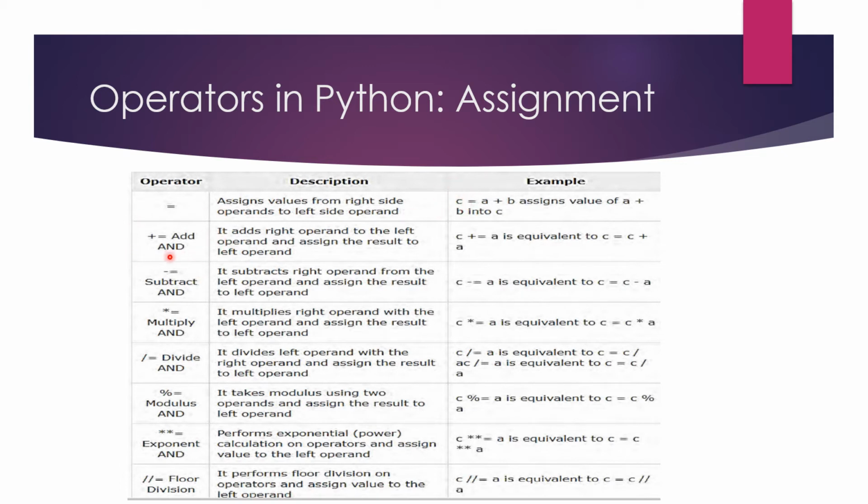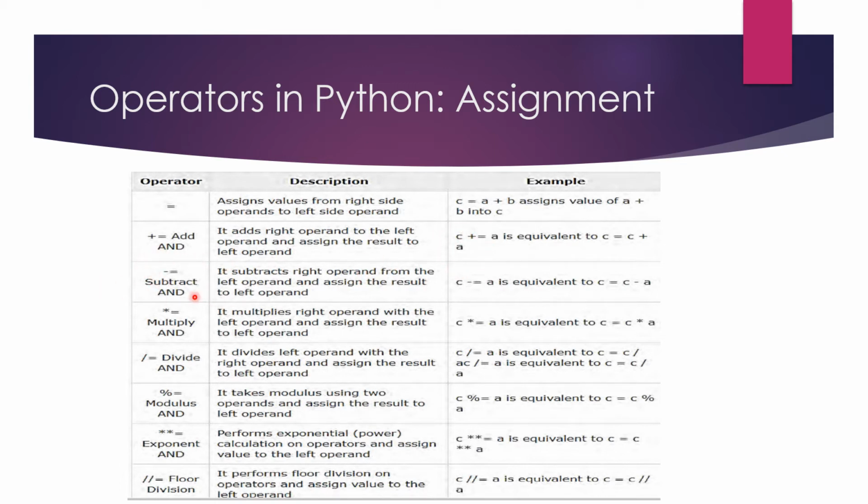Next is plus equal to, add and. It adds the right hand operand to the left hand operand and assigns the result to the left operand. That means it is basically C is equal to C plus a. That can be written like this also, if you want to minimize the space, you can use this.